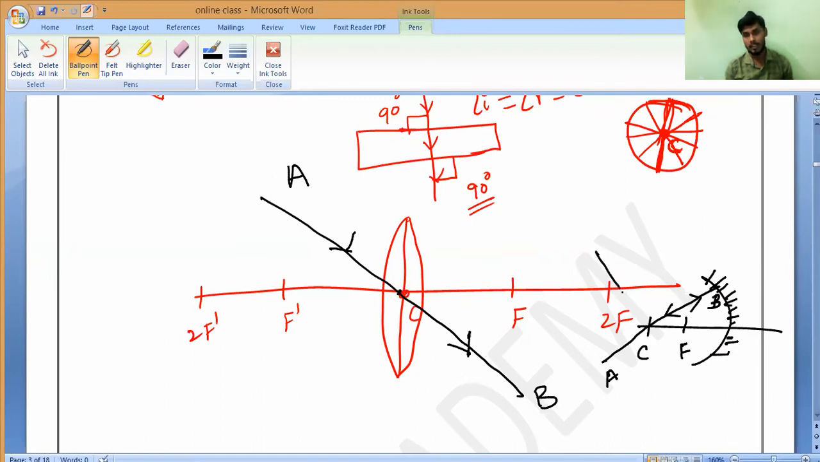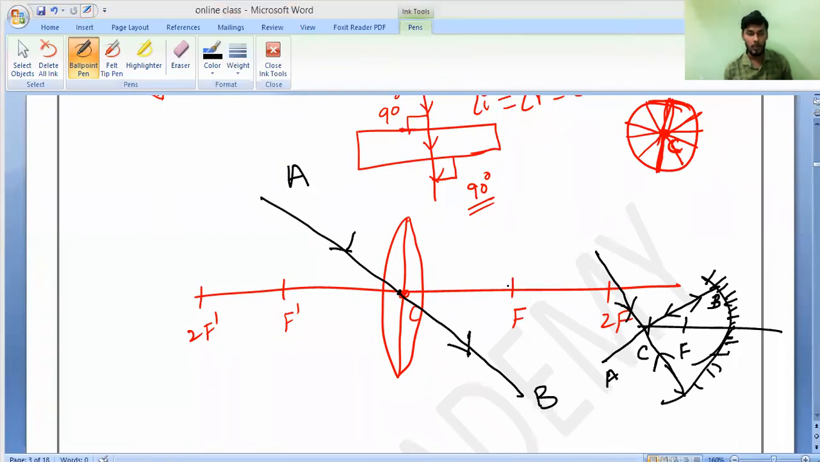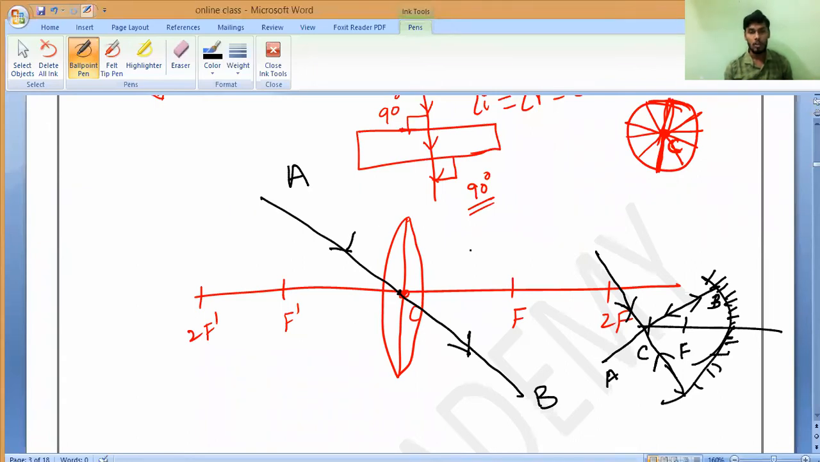Or else you can insert it like this also, as we have studied. After striking the mirror, it will go back into the same medium. But here, the light ray passing through the optical center will go straight. If you take it from the bottom, it will go straight. From top to bottom also, it will go straight. That is rule number 3. All of you note it down.